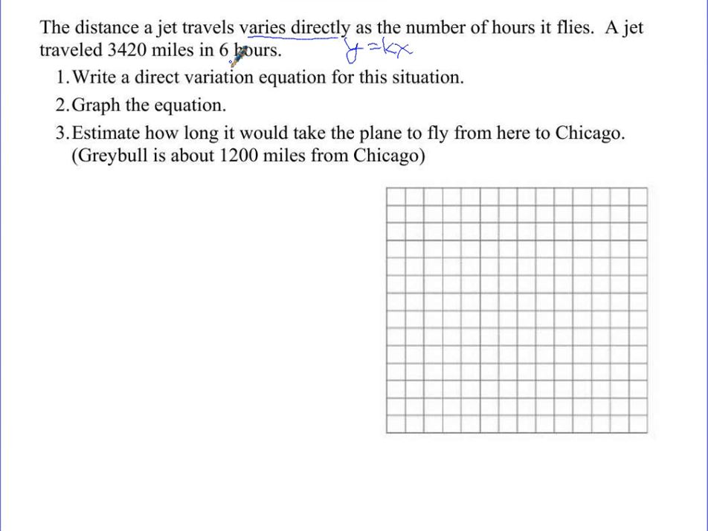So x is always the independent variable. Y is always the dependent variable. So which one is which here? Is hours x or is miles x? Anyone? Anyone? Bueller? Nothing? Come on. Which one makes the other change?